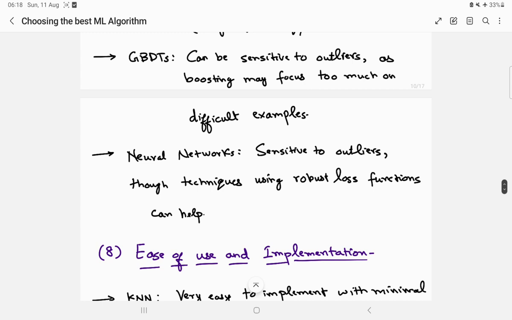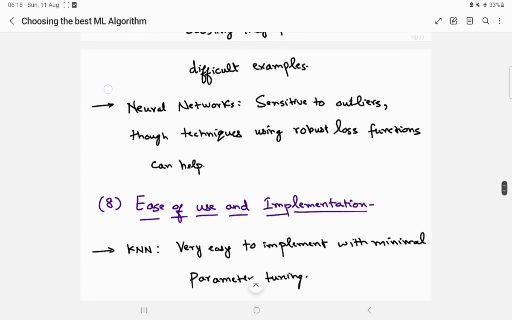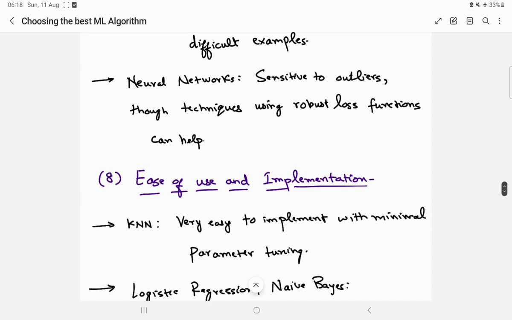When it comes to GBDTs, they can also be sensitive to outliers as boosting may focus too much on the difficult examples, and that's one of the things that we need to be careful about. When it comes to neural nets, again, neural nets are also sensitive to outliers, though techniques like using certain robust loss functions can help in case of neural networks.